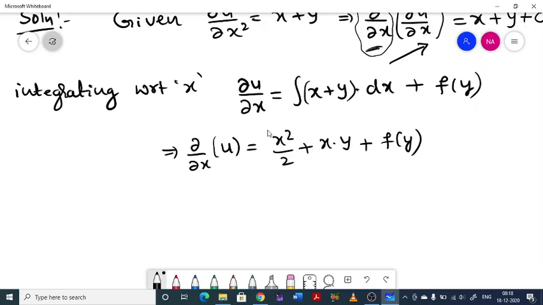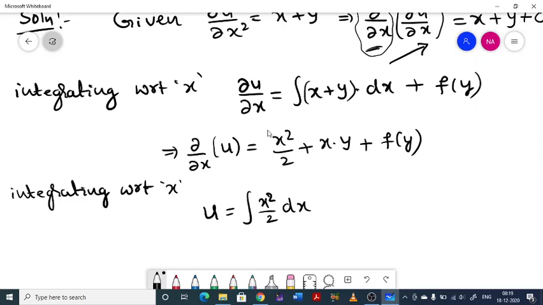Now integrating again with respect to x, this derivative part will be removed, so you will get u equal to the integral of x square by 2 dx plus the integral of xy dx plus the integral of f of y dx. Again I need to add one more constant term that should be free from x, but it may involve y, so g of y.